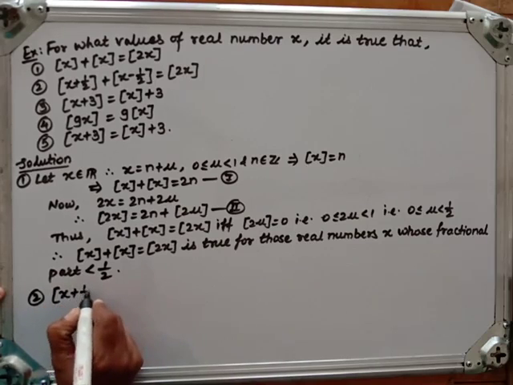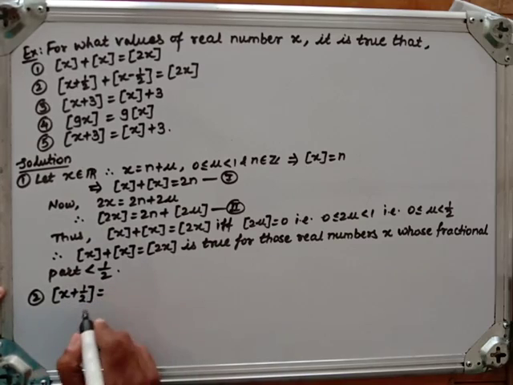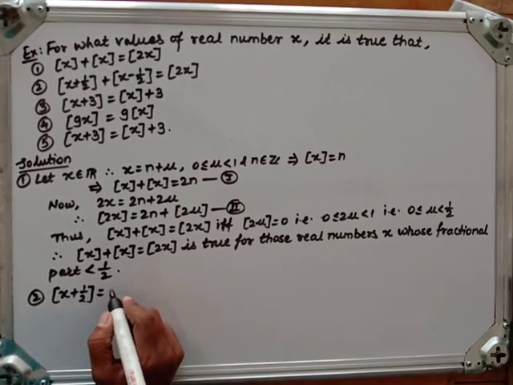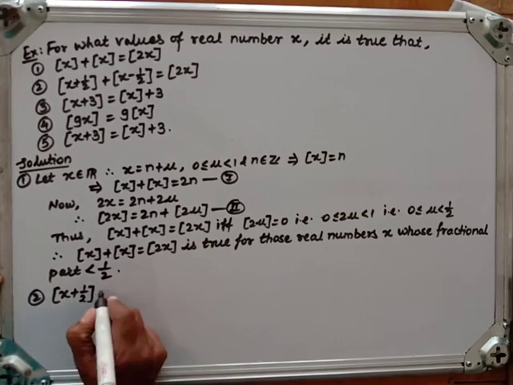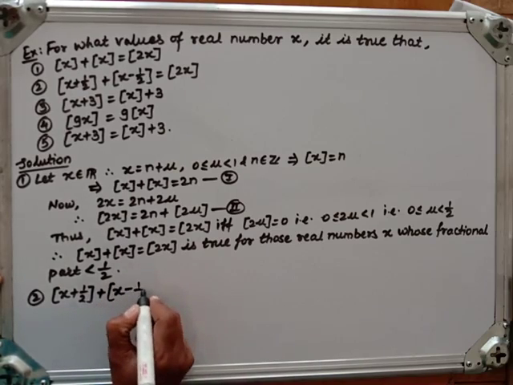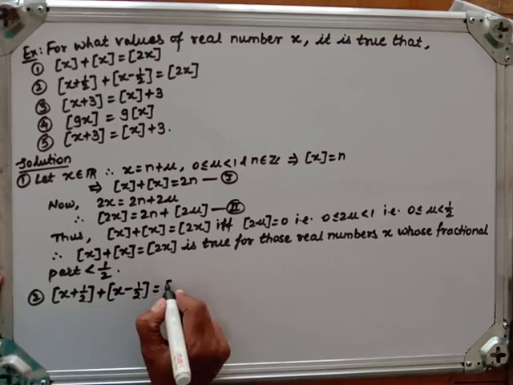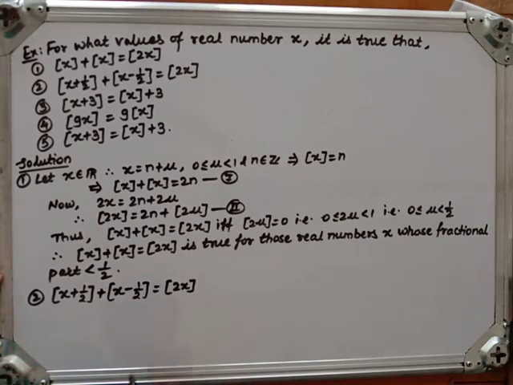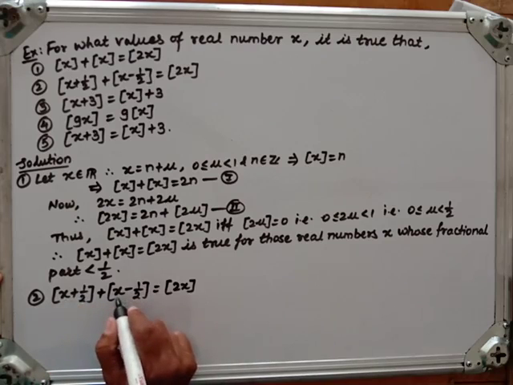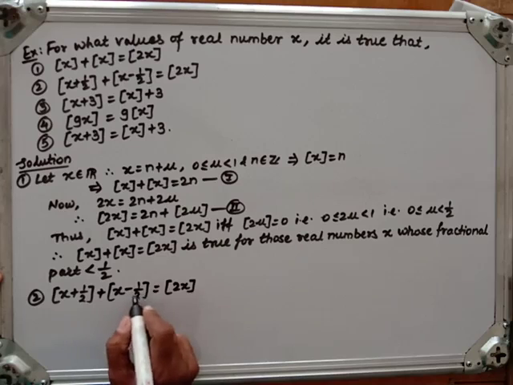greatest integer function of x plus half plus greatest integer function of x minus half is obviously greatest integer function of 2x, because if the fractional part of x is greater than half, then here itself it will form 2x, but if here it will be greater than half, then here it will eliminate that, so here the term is less. Fine.